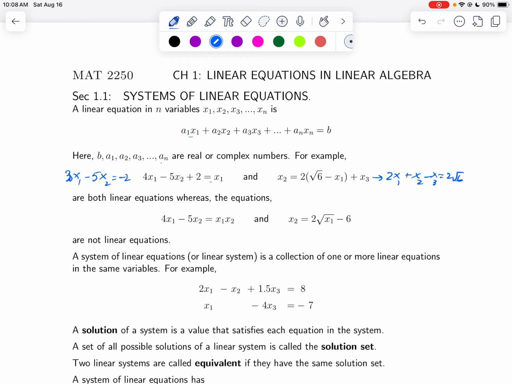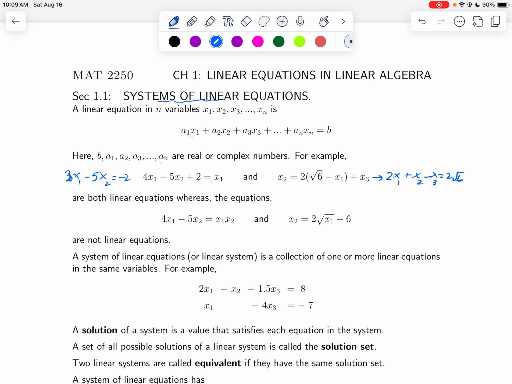Why are you taking this course, and why is it important? Well, it has many applications in the fields of computer science, engineering, physics, economics, and of course mathematics. The first chapter is about linear equations, so the chapter is linear equations and linear algebra. Why do we need to learn to solve systems of linear equations? Because many real world problems actually boil down to solving a system of linear equations.